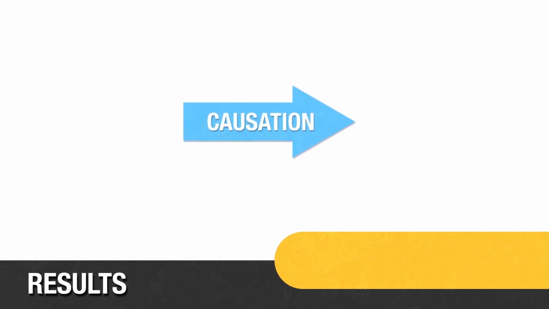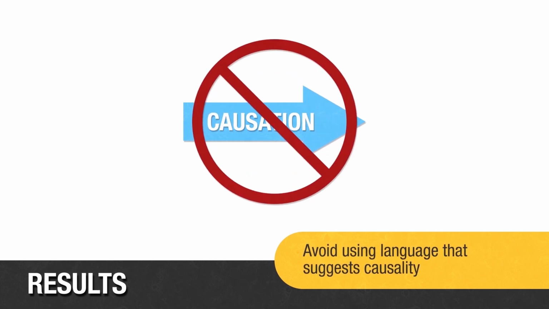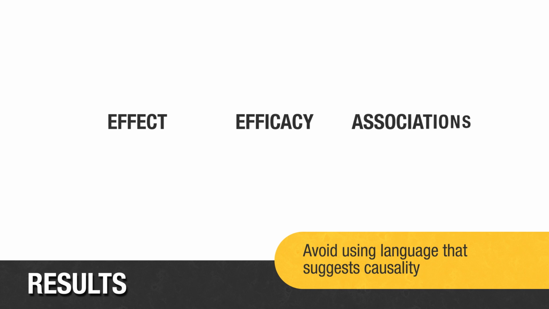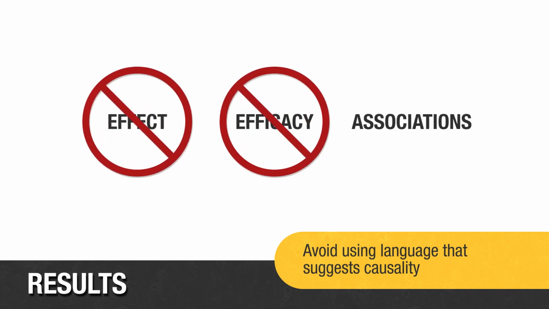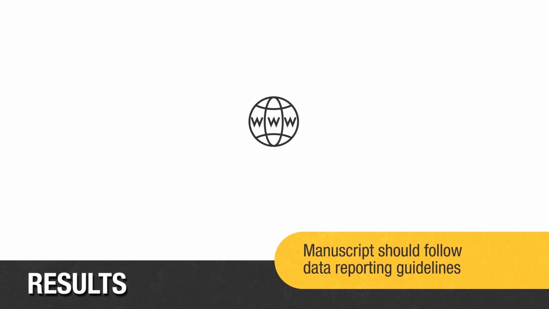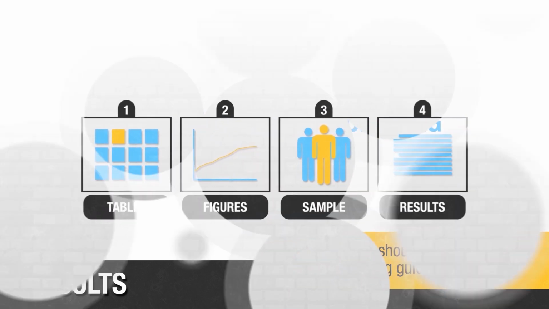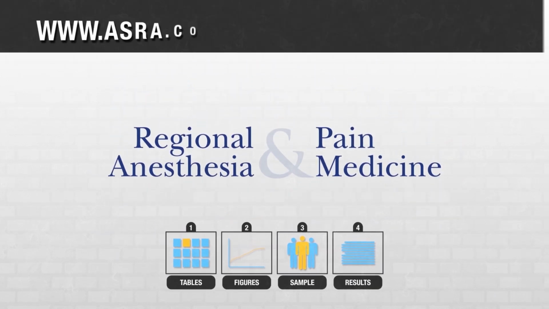For all observational study designs, i.e. non-randomized studies, avoid using language that suggests causality. For instance, avoid describing results in the context of terms such as effect or efficacy. Instead, discuss relationships as associations. For all study designs, clearly state the primary and secondary outcomes. Manuscripts should follow data reporting guidelines as outlined in the Equator Network Consort Guidelines. For more information, check out the following resources online.